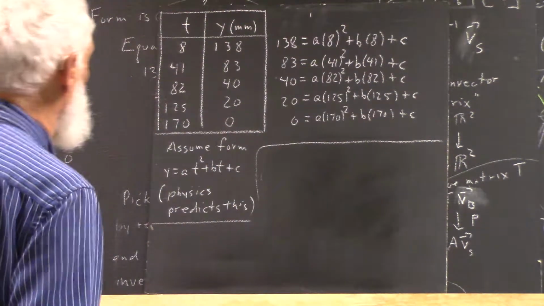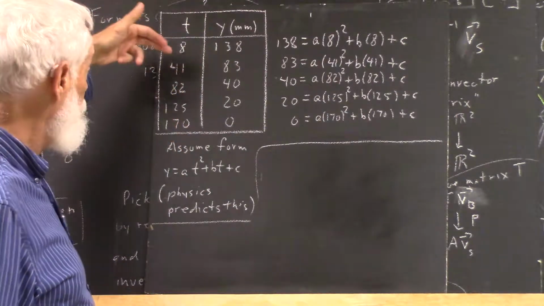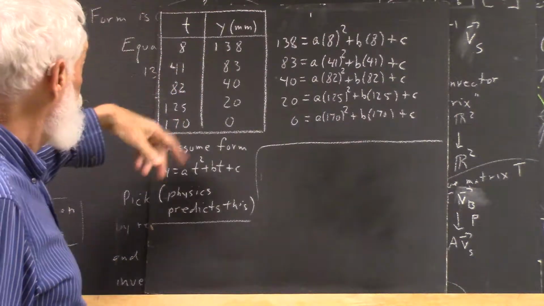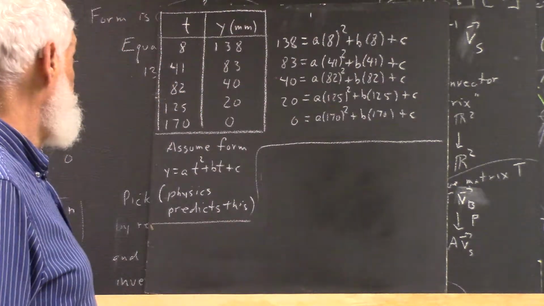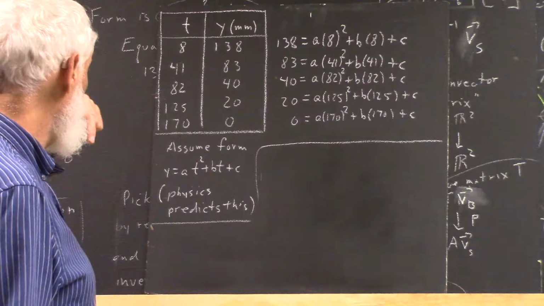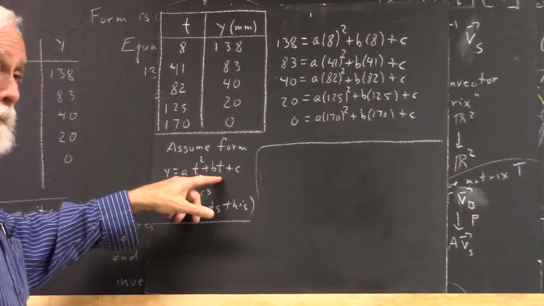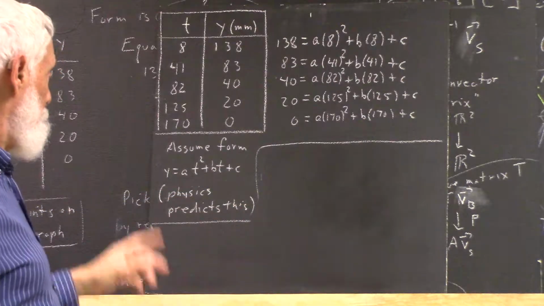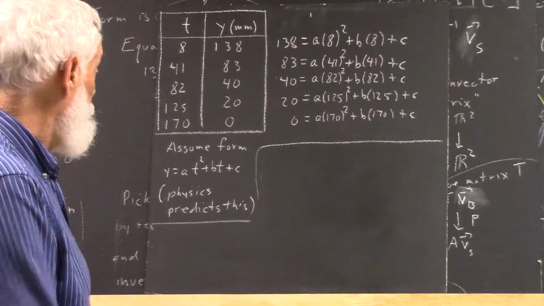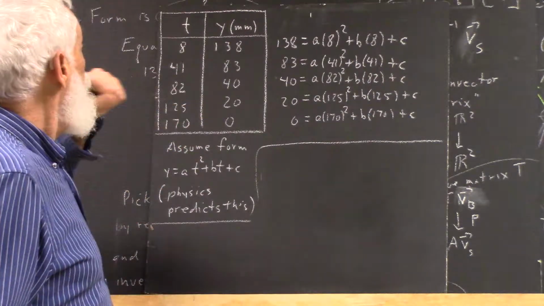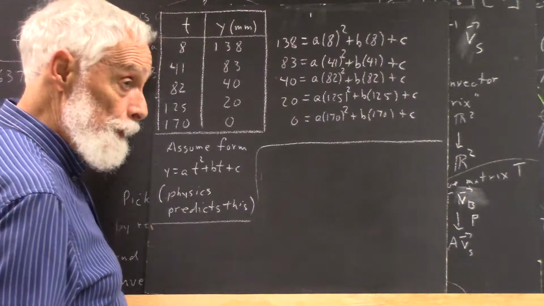So once we have our y versus t data, and this is not real good y versus t data, I just made these numbers up here. So that's probably not going to lead to a very good quadratic model. But once you've got the y versus t data, assuming the form y equals at squared plus bt plus c, because that's what physics predicts, we plug in our value of y and our value of t for each observation.